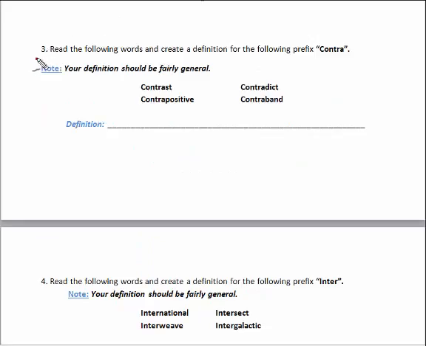Welcome back. We're in number 3. Read the following and create a definition for the prefix contra. Start with the root word contrast. Well, when you contrast something, you're going to go opposite of what you just said. Contradict. Contradict is going to go opposite of what you just said previously. You see, a lot of these prefixes do pretty much the same thing. They're just different options.